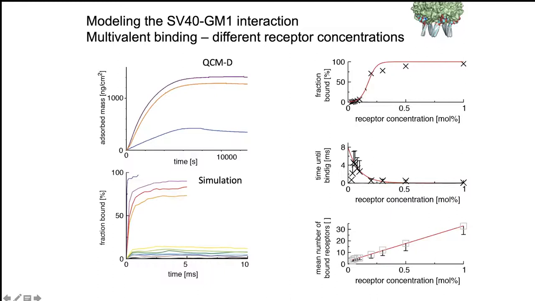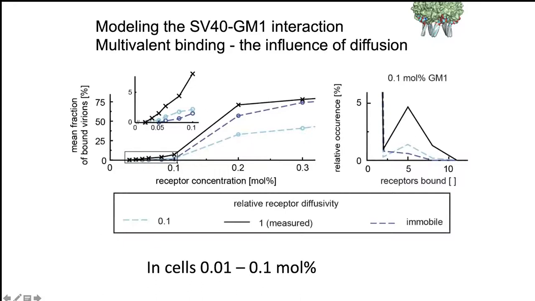It starts to bind very strongly. And here you can see how long it takes to bind. Here it really needs to interact with the membrane a bit, and these guys just drop down. And the mean number of receptors goes up, of course, with receptor concentration. If you look now more closely at low receptor concentrations, which are more interesting for us, we could see that we have a steady increase, with receptors mean bound to the virus of about 4 to 5, okay?